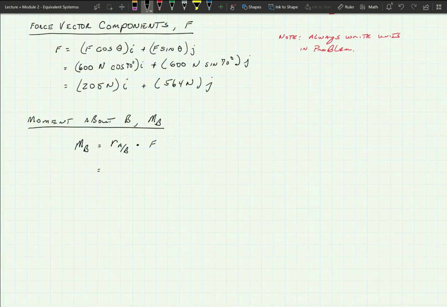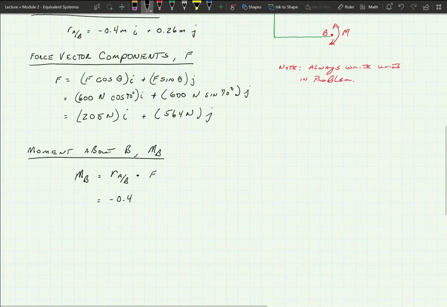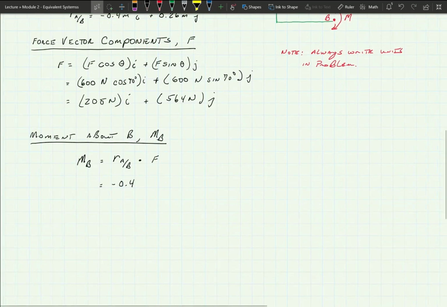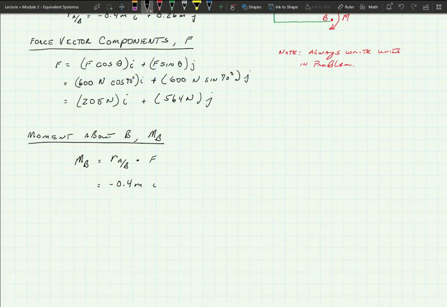And I'm going to put things in. Okay. Now, minus 0.4, okay, from up there, meters, and that's I, plus 0.26 meters, and that's J, okay, and then we're going to multiply it times 205 newtons in the I plus 564 newtons in the J.